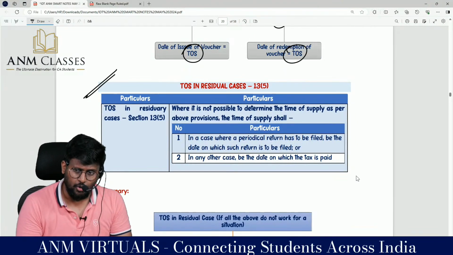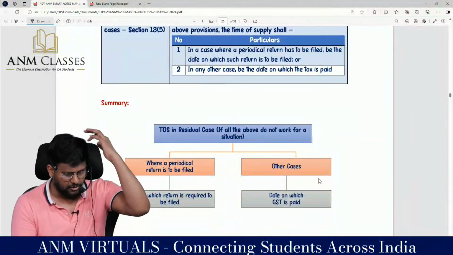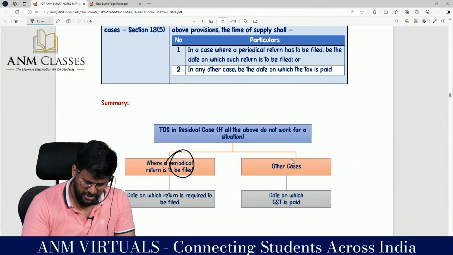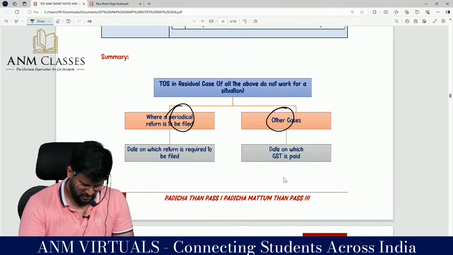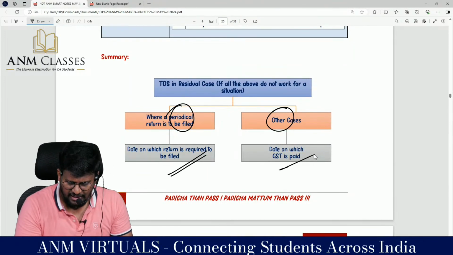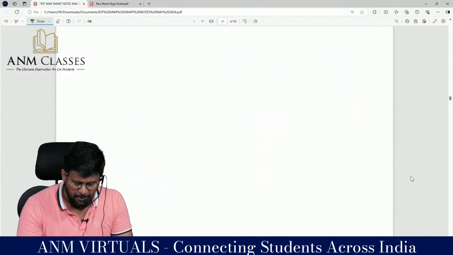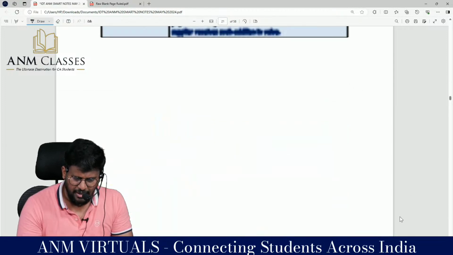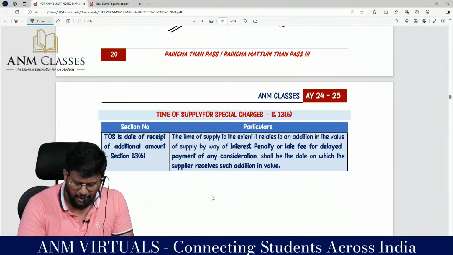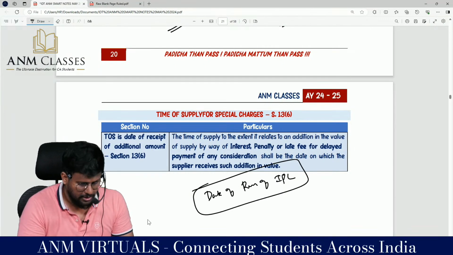If you are not able to find out the time of supply by applying 13.1, 13.2, 13.3, 13.4, you have to apply 13.5. Where a periodical return has to be filed, the date on which the return is required to be filed. Other cases, the date on which the tax is paid. Section 13 subsection 6, IPL: with regard to IPL, the date of receipt of IPL is the time of supply.